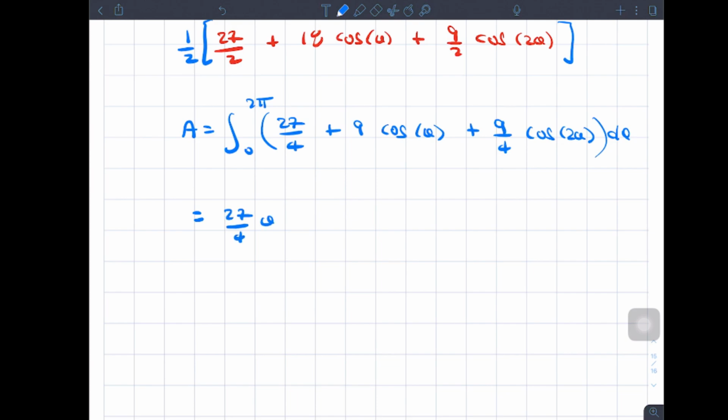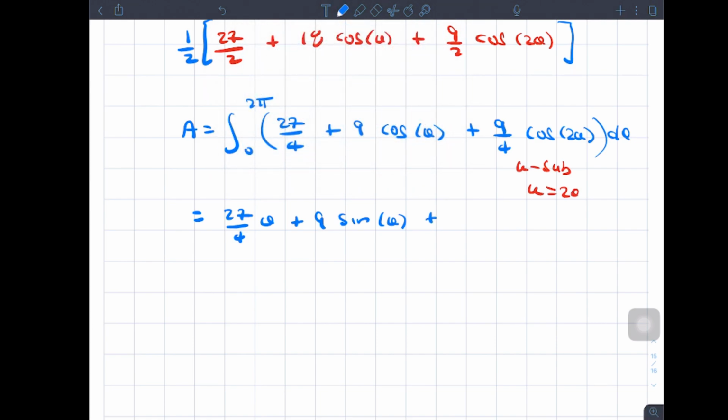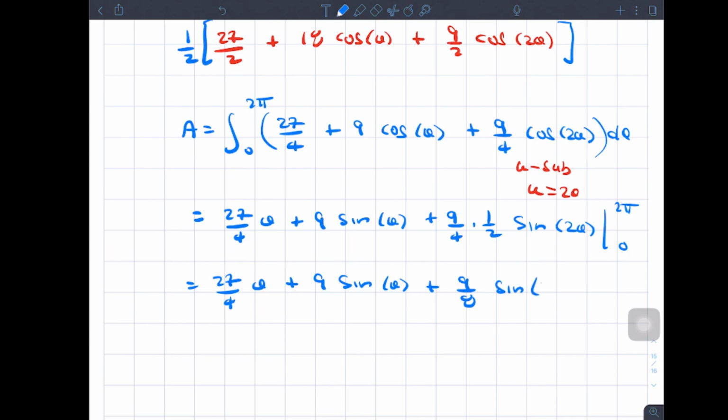27/4 theta. Derivative of sine is cosine plus 9 sine theta. Okay, again, u sub. So I'm going to say, let's be careful. Derivative of sine is cosine. So 9/4 times 1/2 sine 2 theta. Let me double check. Okay, it looks like we're good. So we have 27/4 theta plus 9 sine theta plus 9/8 sine 2 theta from 0 to 2 pi.